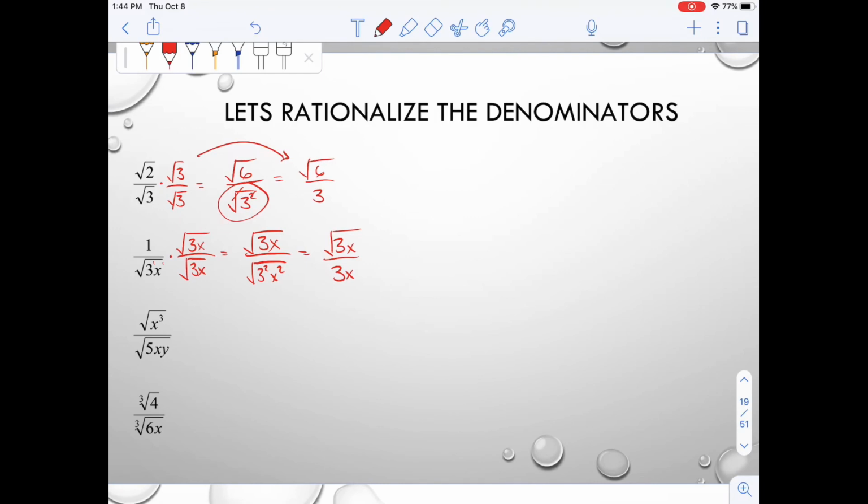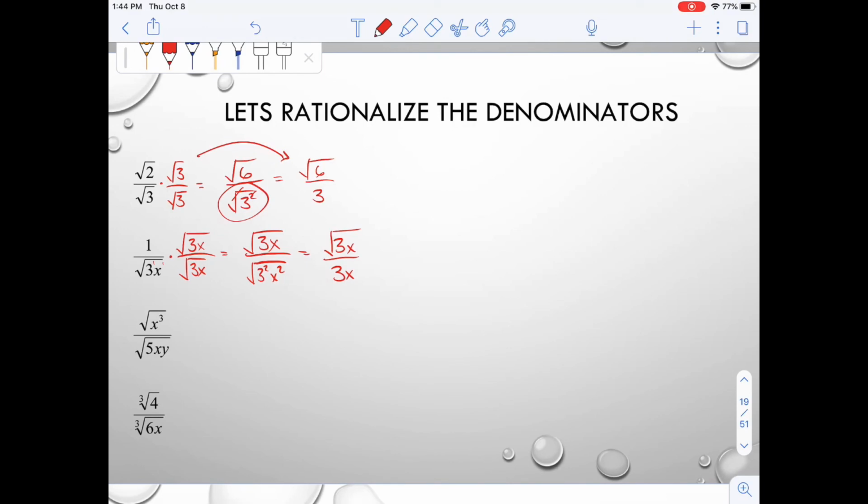So here we have the same thing. In terms of reducing, I can only reduce things that are both on the outside of a radical or both on the inside of a radical, but I can't cross over, okay? So let me take a look at this next example, all right?